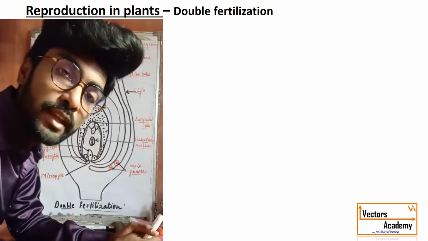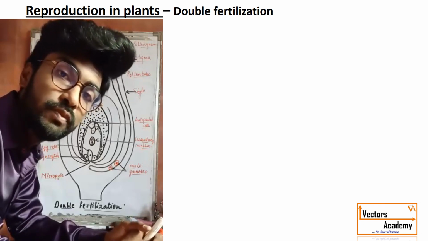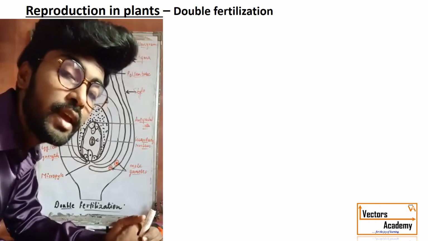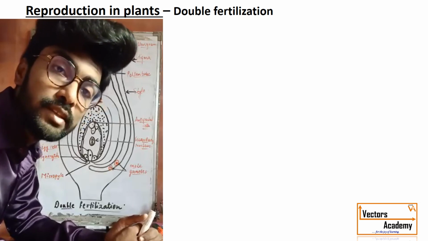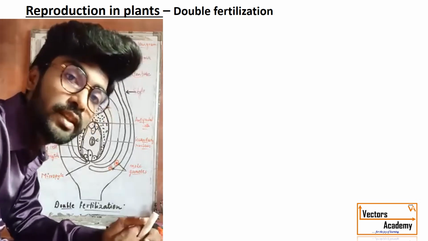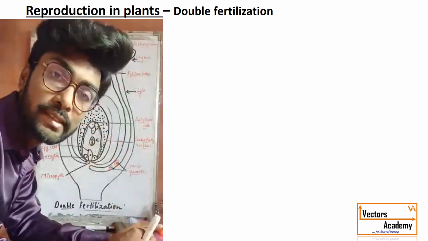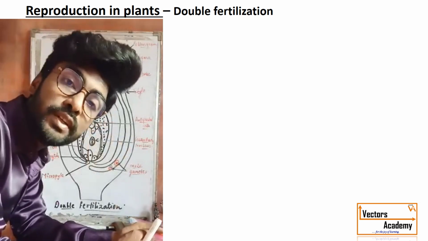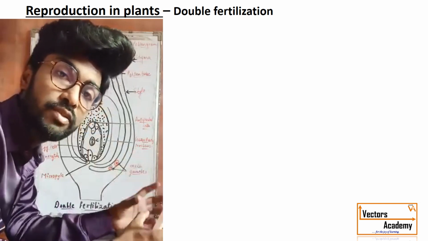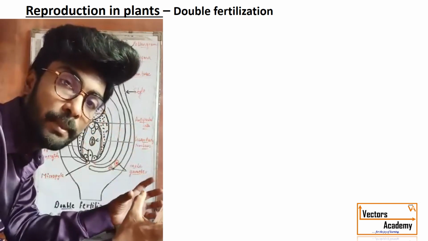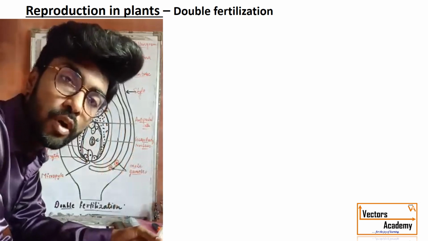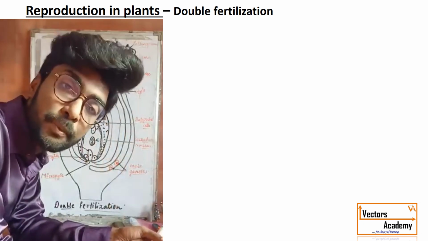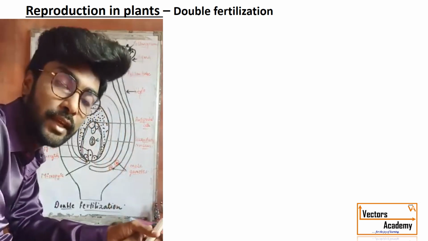Do you know what angiosperms are? Angiosperms are the plants which are generally called highly flowering plants, and in them we see a peculiar characteristic feature that is called double fertilization. Do you know basically what we mean by fertilization? Fertilization is a process where a male gamete and a female gamete fuse with each other to form a diploid zygote. That process is called fertilization.